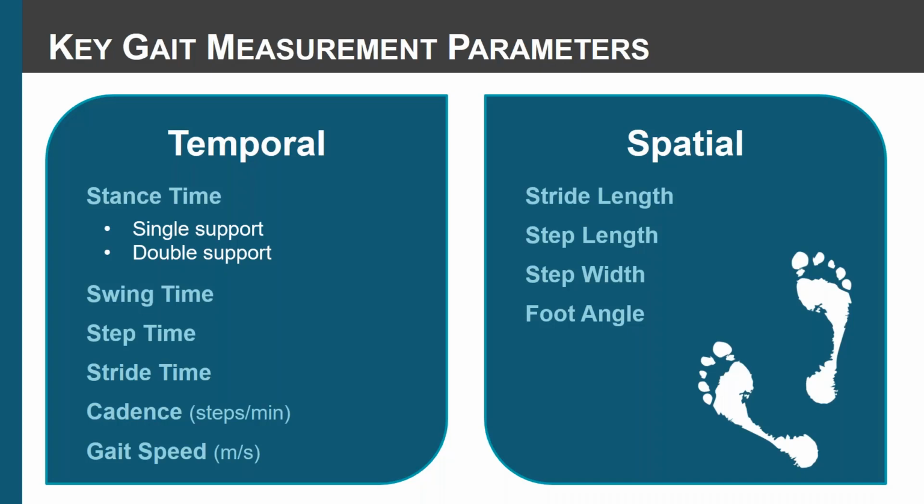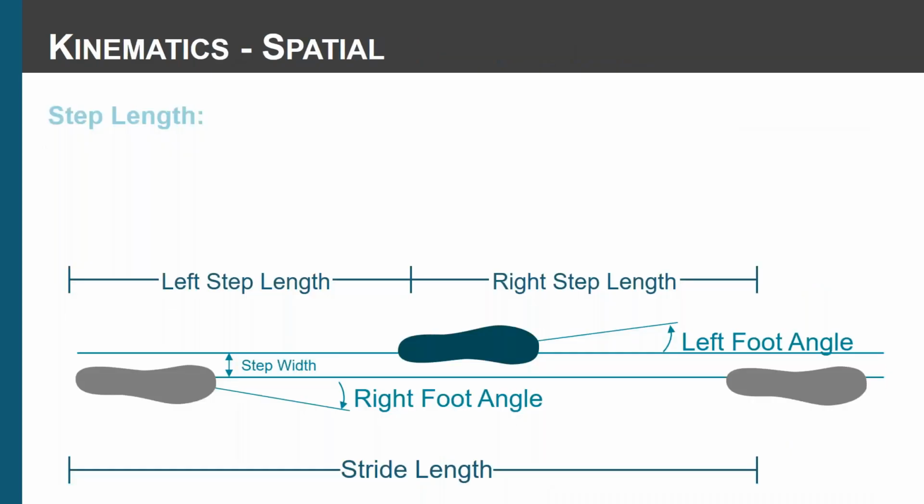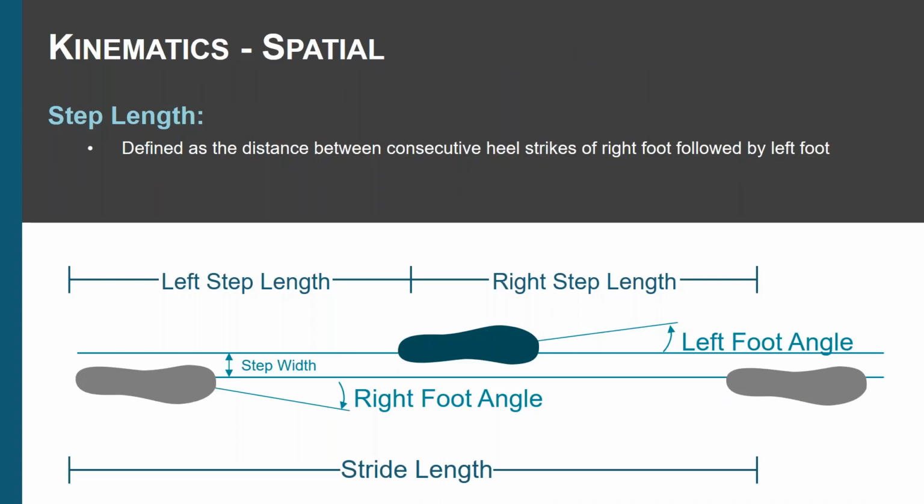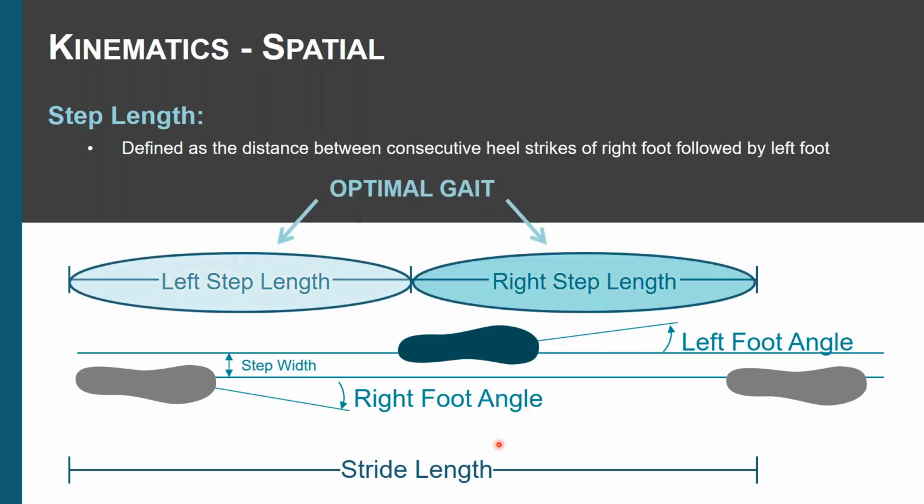Let's take a look at the spatial side first. If we're looking at defining how we calculate a step length, it's defined as the distance between consecutive heel strikes of the right foot followed by the left. If we highlight that, here we have our left foot strike, and then we have our right step length here.